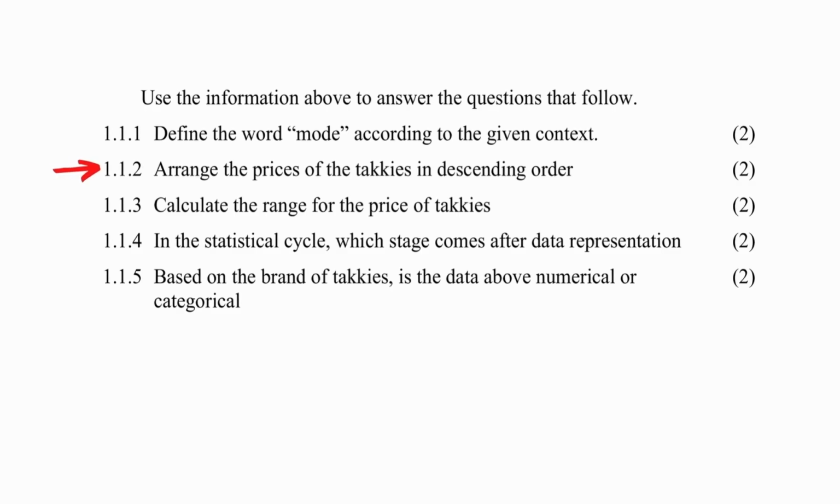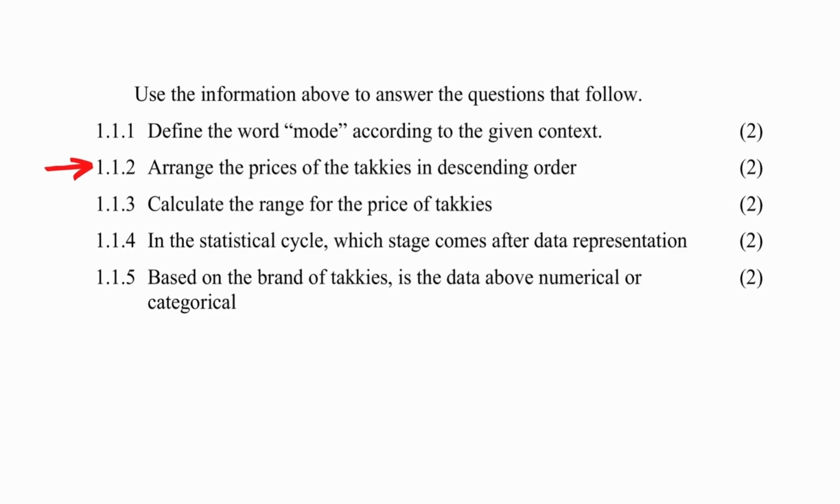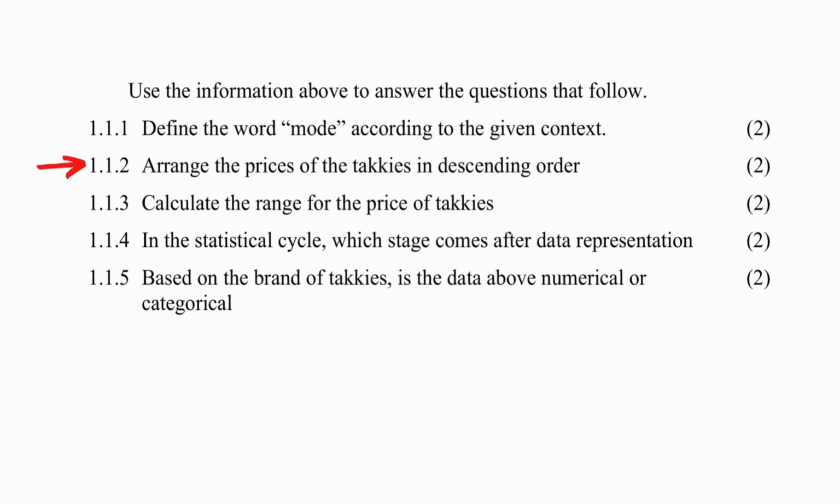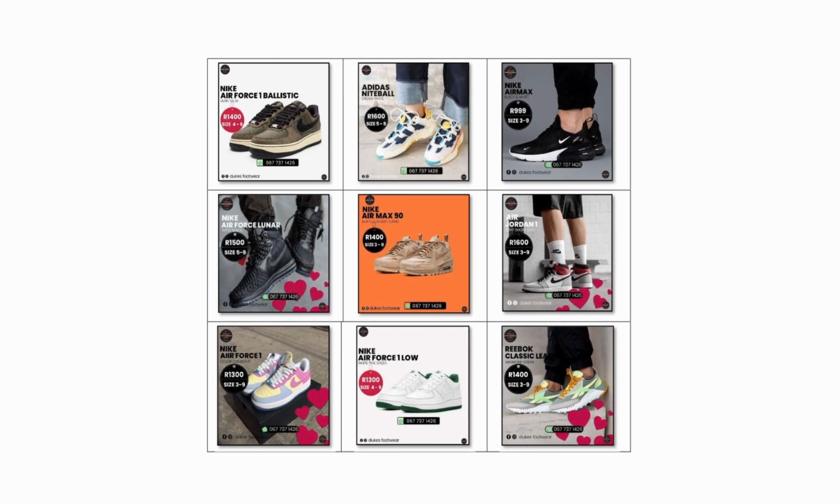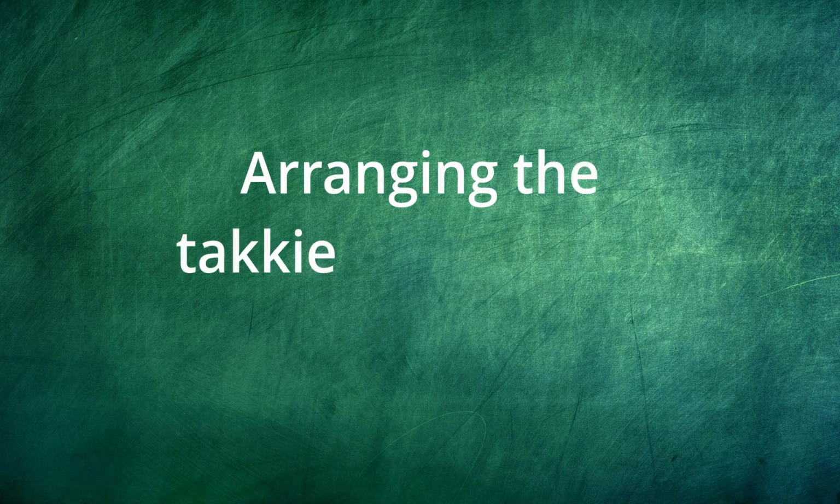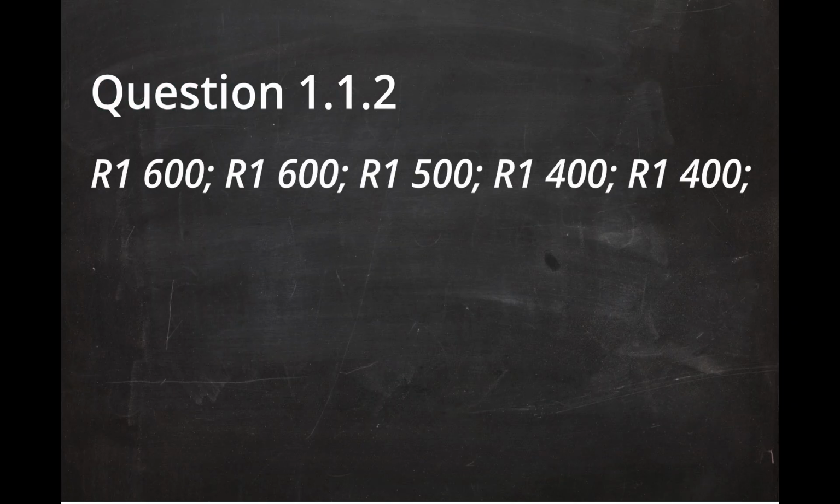In question 1.1.2, you have to arrange the prices of the tackies in descending order. Descending order in the given context means arranging the tacky prices from highest to lowest. The arrangement will look like this.